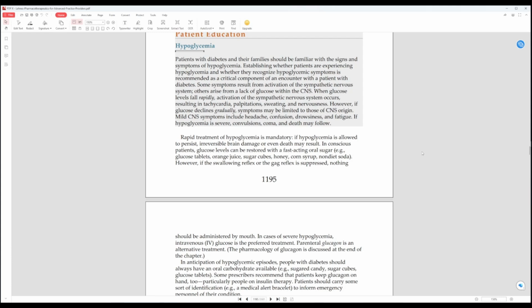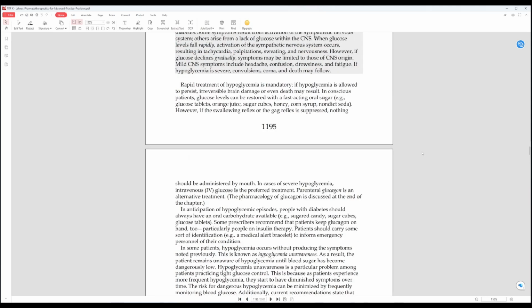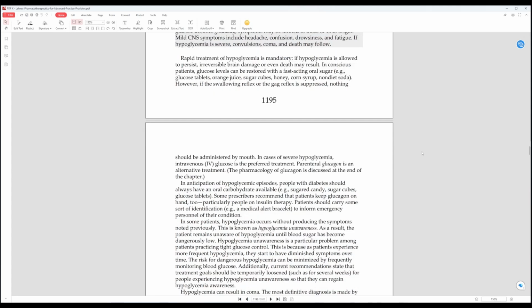When glucose levels fall rapidly, activation of the sympathetic nervous system occurs, resulting in tachycardia, palpitations, sweating, and nervousness. However, if glucose declines gradually, symptoms may be limited to those of CNS origin. Mild CNS symptoms include headache, confusion, drowsiness, and fatigue. If hypoglycemia is severe, convulsions, coma, and death can occur. So, the rapid treatment of hypoglycemia is mandatory. If hypoglycemia is allowed to persist, irreversible brain damage and death may result.